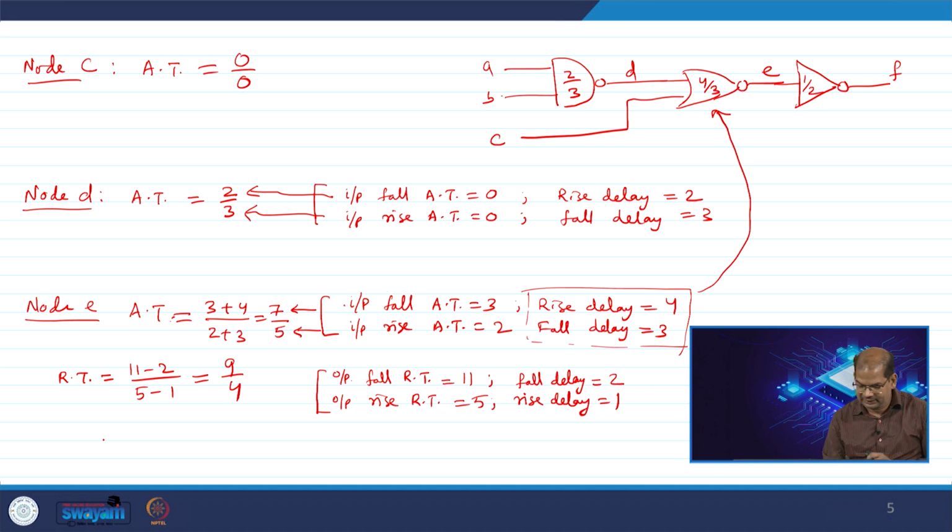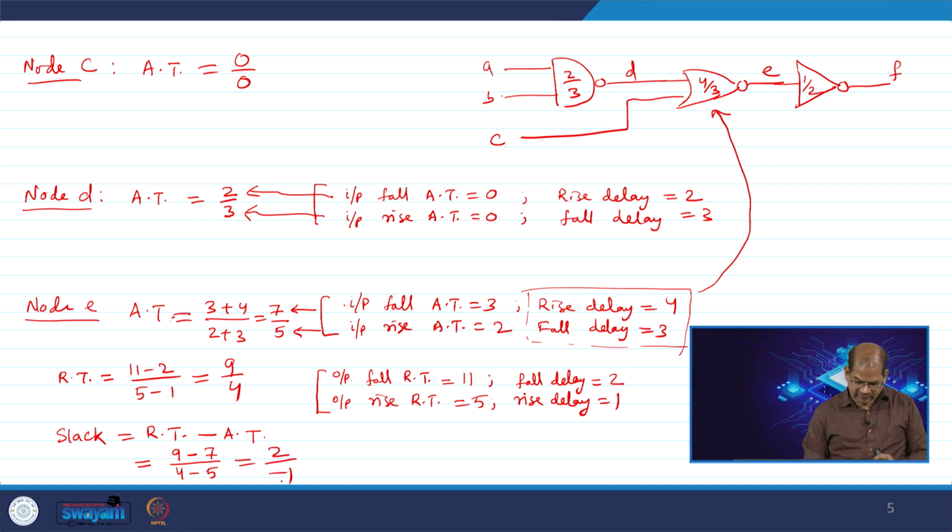Then the slack in this case, like I discussed in the previous example, will be required time minus arrival time at node E. So, this will be basically 9 minus 7 divided by 9 minus 7 for the rise, then it will be 4 minus 5. So, it will be 2 by minus 1. This is my slack, correct.